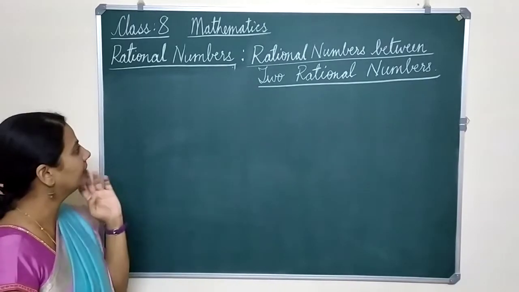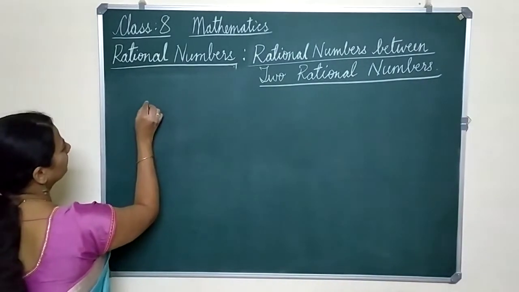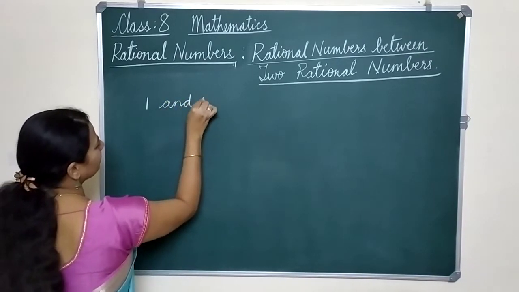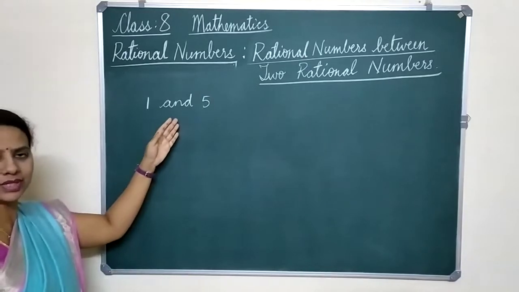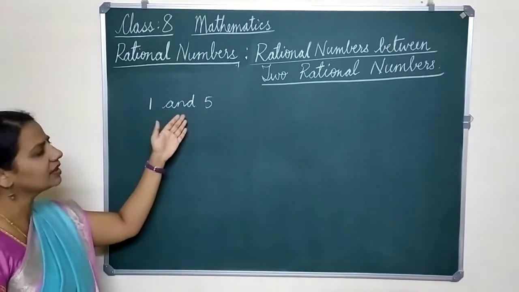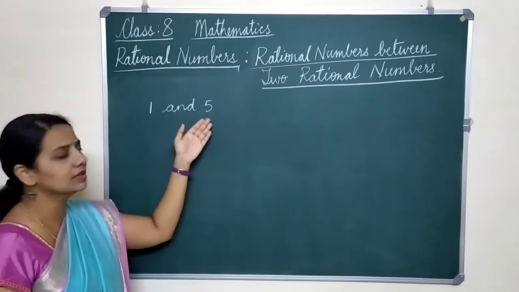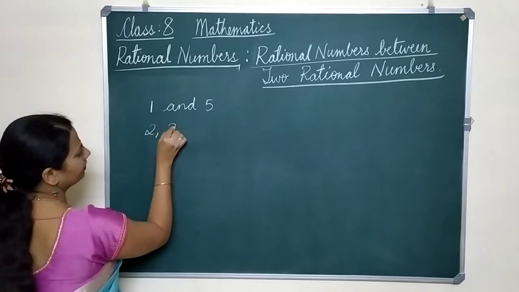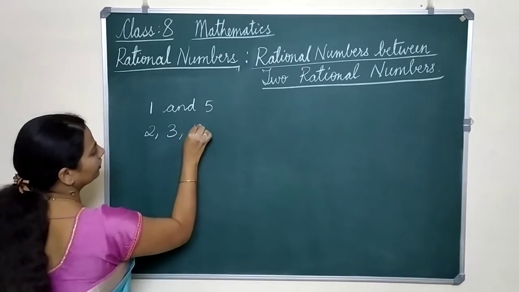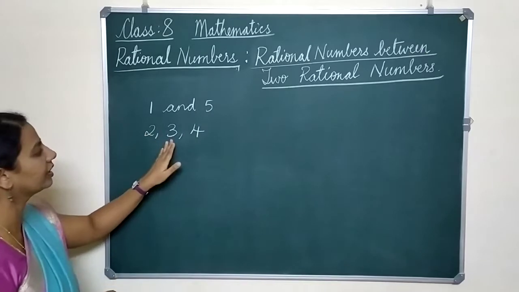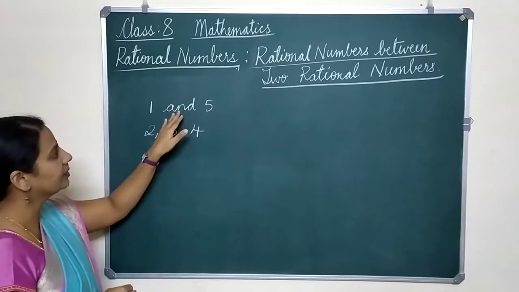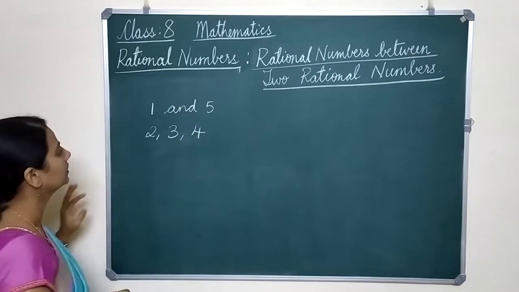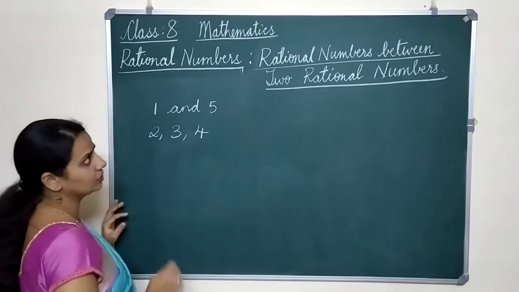Say for example you have 1 and 5. These are rational numbers, also natural numbers, right? So how many numbers are there in between 1 and 5? After 1 comes 2, then 3, then 4, and then comes 5. So 2, 3 and 4 come between 1 and 5, right? This is how we have to find rational numbers also.